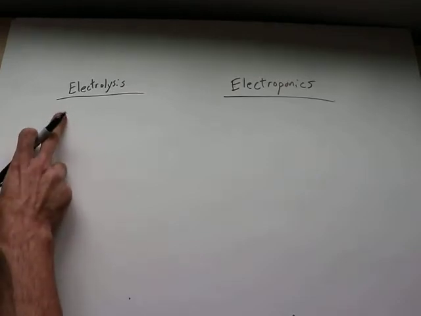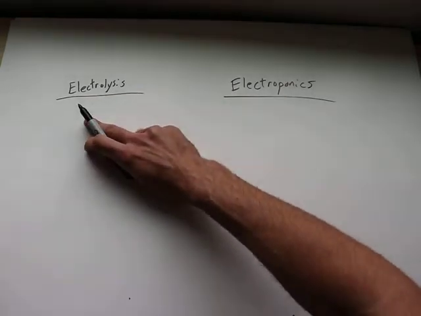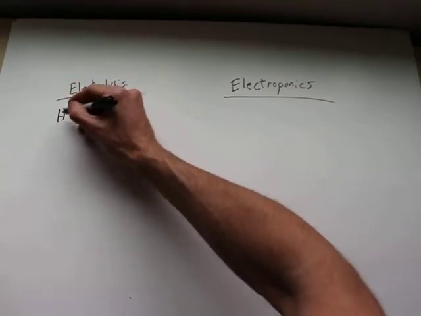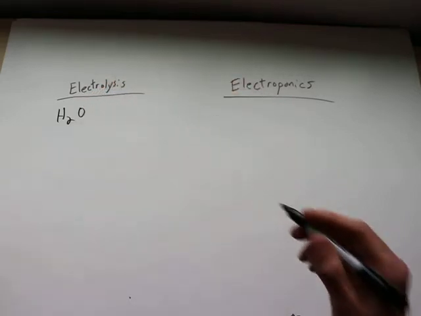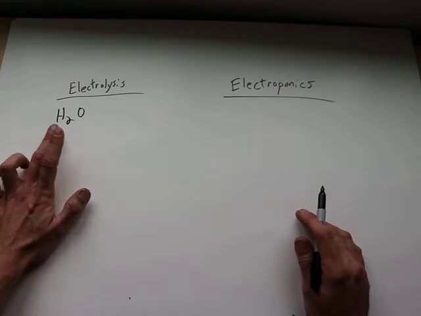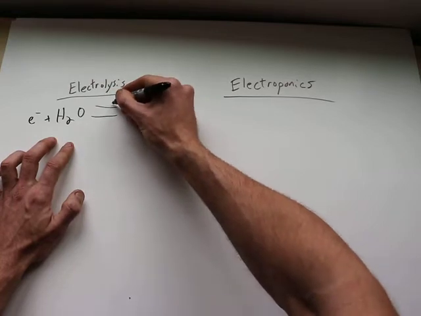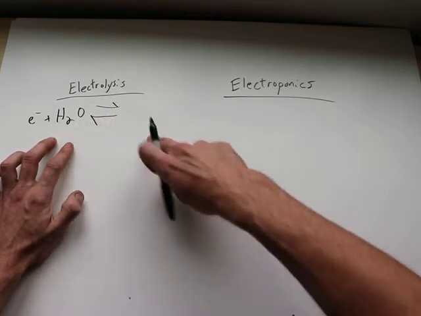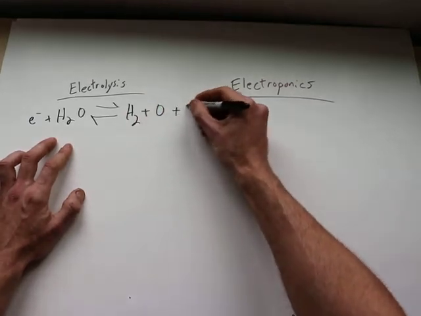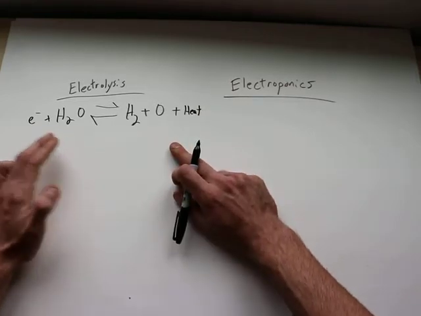So, what is electrolysis? Electrolysis is any chemical reaction that ordinarily wouldn't take place, but does take place because of the addition of electricity. The electrolysis that we are going to concern ourselves with is water and electricity, which causes the water to start a chemical reaction moving this way, and it produces or dissociates into hydrogen and oxygen and then heat. So that's the electrolysis equation that we're concerned with.